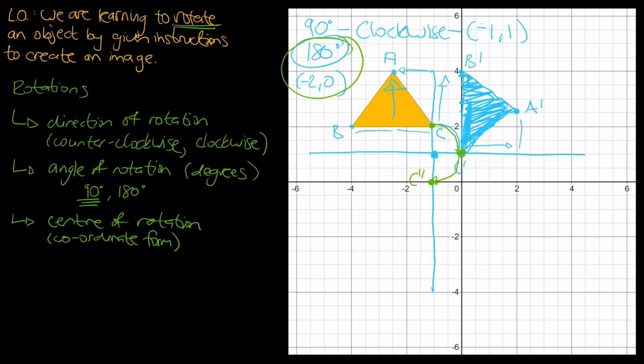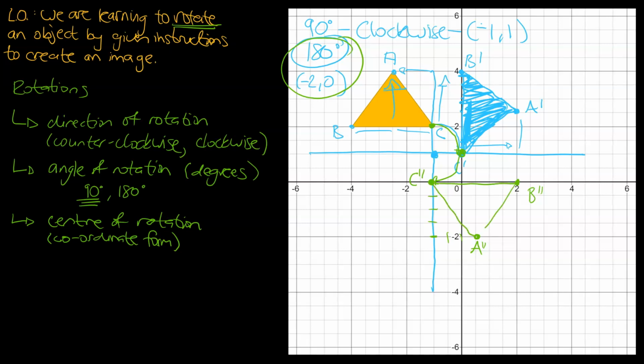So we did that up here. So we're going to go down 4 boxes. So we're going to go 1, 2, 3, 4. And from there, we're going to go across 3. 1, 2, 3. And that there would be the equivalent of A dash dash. And using the symmetrical nature of our shape, we'll be able to plot and find B dash dash as well, which would be about there. B dash dash.